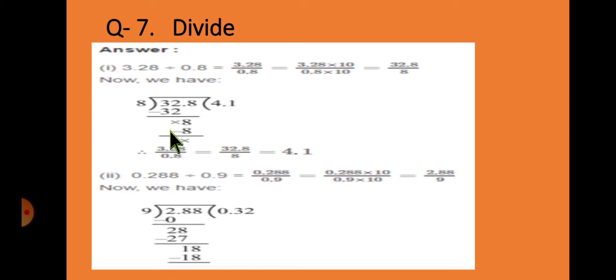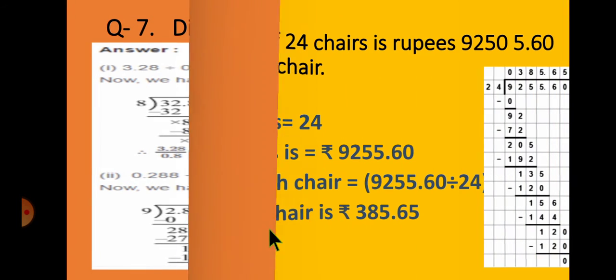8 fours are 32. When we reach the decimal place, we insert the decimal in the quotient part also. Then we write 8, and 8 ones are 8. So finally our answer is 4.1. Similarly you can do other questions also. Let's see our next question.